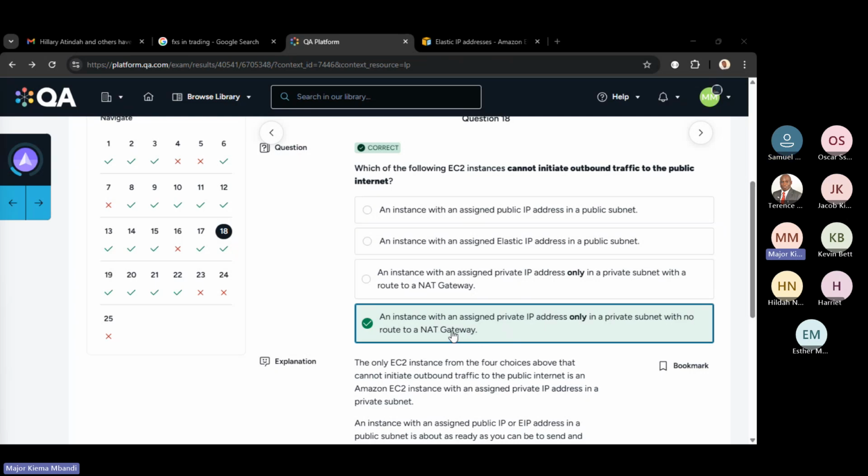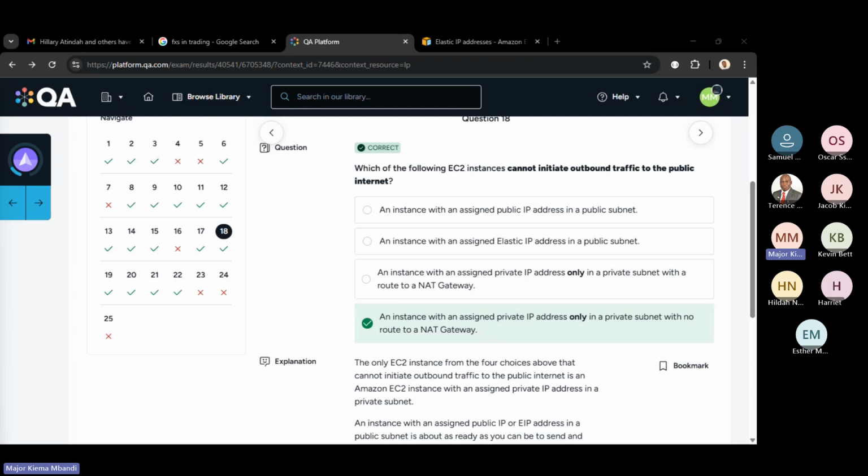And what's the difference between NAT gateway and NAT instance, since it's a revision? Yes, Jacob. So NAT gateway is managed by AWS, so you don't have any management, patching and everything. But NAT instance, you have to do the management yourself. You have to define the routes in that instance itself. So with NAT instance you do the management yourself, but with NAT gateway, AWS manages the resource.